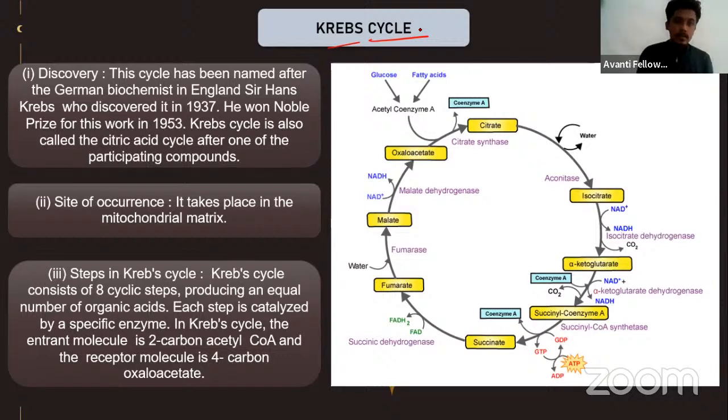Now, the cycle was discovered by a German biochemist who worked in England. He won a Nobel Prize for discovering and enumerating the entire Krebs cycle. Now, where does the Krebs cycle take place? Where does the Krebs cycle take place?